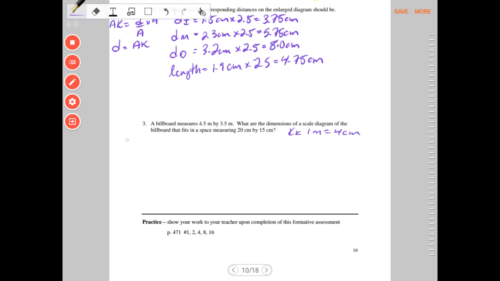Okay, so if we have 4 centimeters representing 1 meter, then if I have 4.5 meters, cross multiplying, that would give me 18 centimeters. And if I had 4 centimeters equals 1 meter, then if I had 3.5 meters on my billboard, my diagram would show that it's 14 centimeters. And of course, that would fit in the space that we're provided.